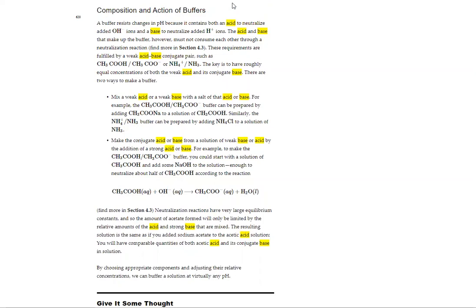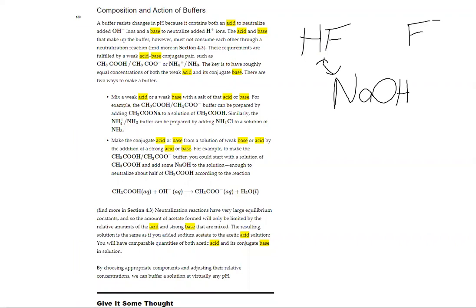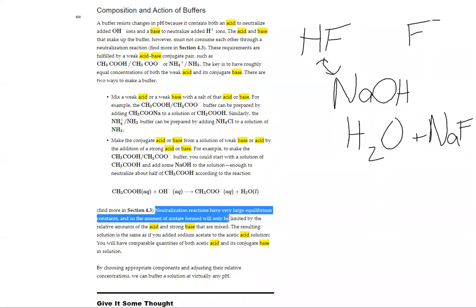So why does the buffer work? Because remember, we have the HF and the F minus. These are just examples. Let's say we add a base here, say NaOH, which is a strong base. What's going to happen? This acid plus the base will combine and you'll form water and a salt. This will not affect the pH because it is a neutralization reaction, which is discussed down here. A neutralization reaction forms water and a salt, and it's the result of mixing an acid and a base. So if you add a base, the conjugate acid can help neutralize the base.